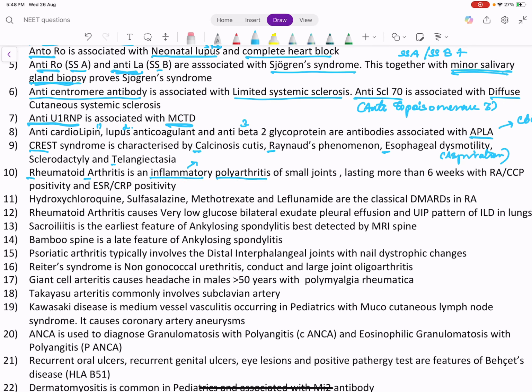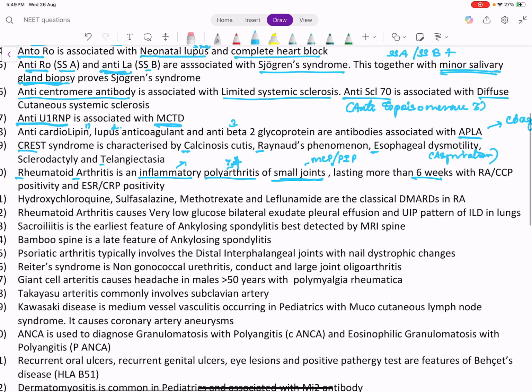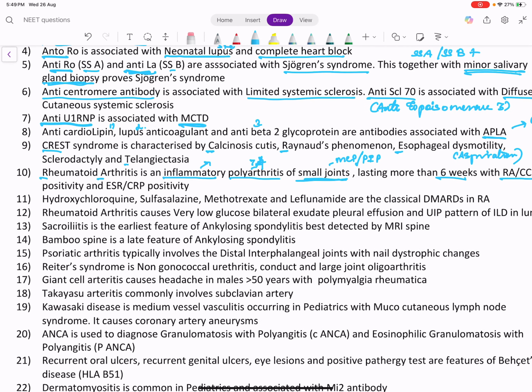Inflammatory arthritis means there is early morning stiffness, pain on rest, which is relieved on activity. Polyarthritis is more than 3 joints, that is 4 or more joints involved. Rheumatoid arthritis affects small joints. Common joints affected are the metacarpophalangeal and proximal interphalangeal joints. It should last more than 6 weeks. And the antibody which is positive here is RA or CCP. There can be ESR and CRP positivity.